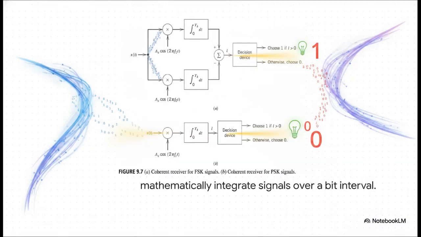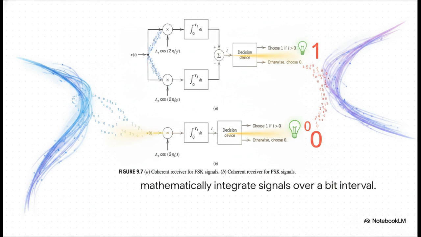To actually recover those exact ones and zeros, the receiver uses a really powerful trick called coherent detection. If you look at these block diagrams, you'll spot a multiplier followed by an integral sign from 0 to T sub b. T sub b is the duration of exactly 1 bit. The receiver literally integrates the incoming signal over that precise time frame. By doing this, it mathematically yanks the persistent signal energy right out of the fluctuating random noise.